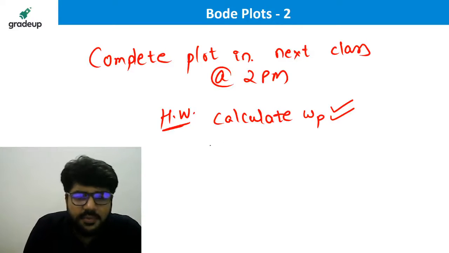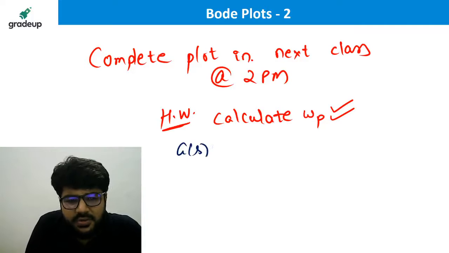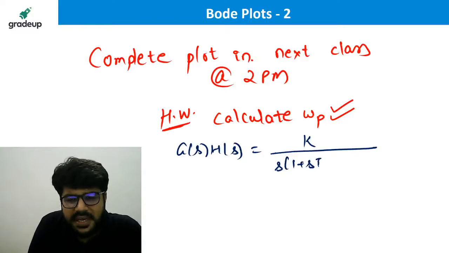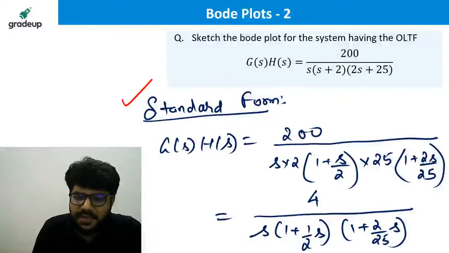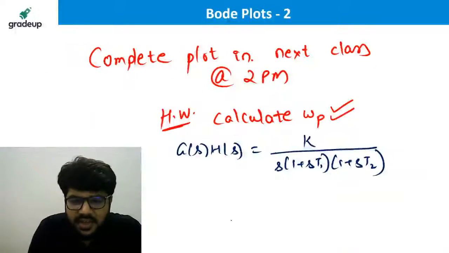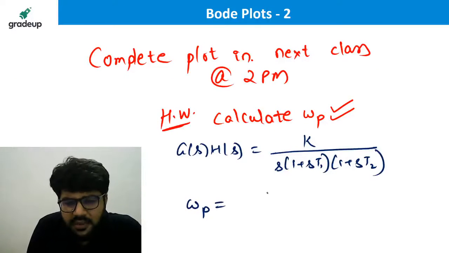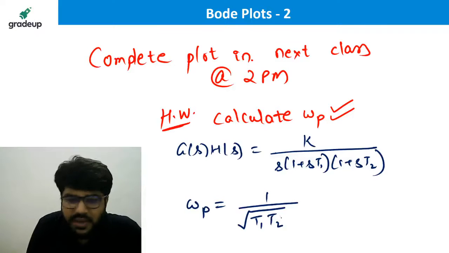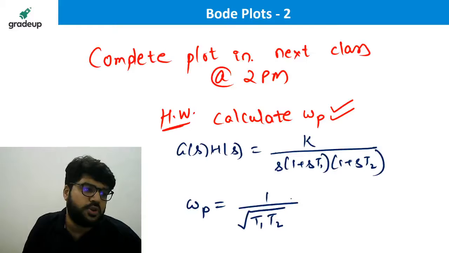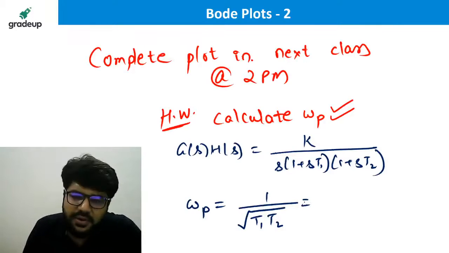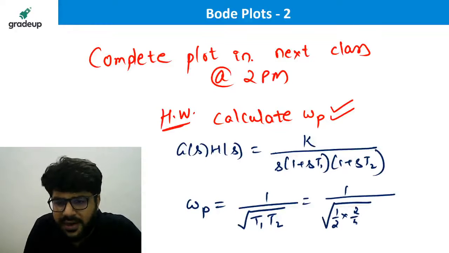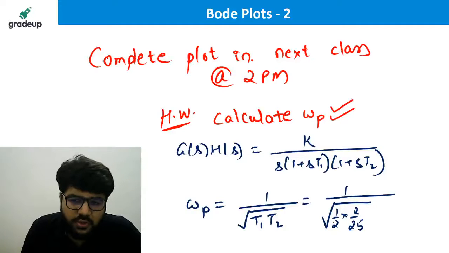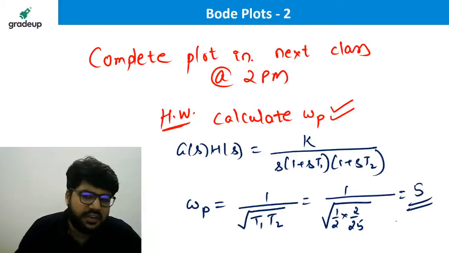Omega p, if you are able to see that, the GSHS is of the form k by s (1 plus st1)(1 plus st2). It is of that form only. So what is the omega p for this? The omega p is given by 1 upon root of t1 t2. Otherwise there is the general method; only for this function I've told you to remember this. Otherwise we can calculate generally. This is 1 upon root t1 t2. 1 upon t1 is half, t2 is 2 by 25. 2 and 2 cancel, and 25 goes up, and the square root of 25 is 5.